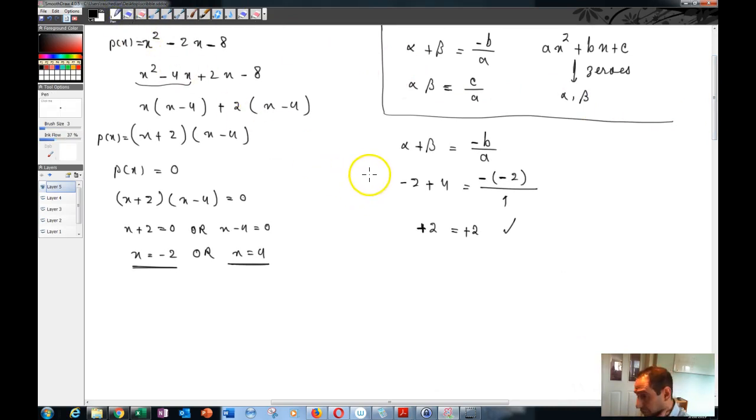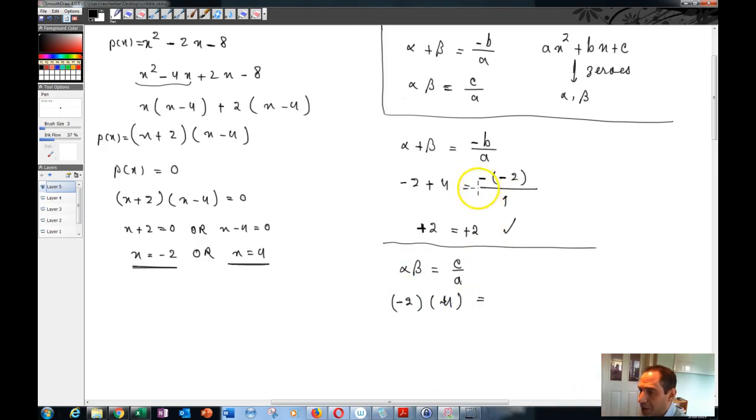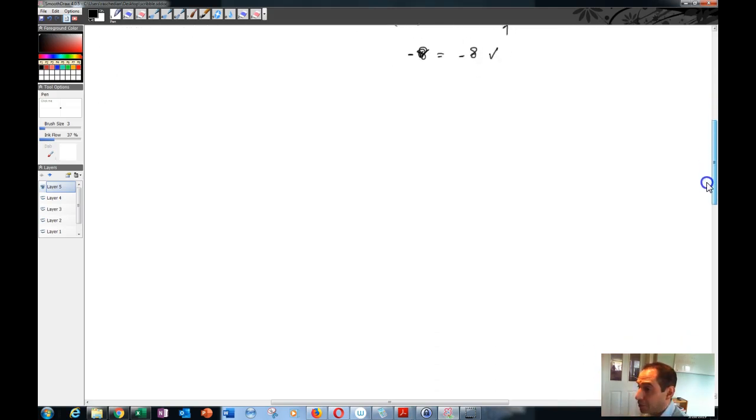Okay, so that is that. And we said that alpha beta is equal to c by a. So alpha beta is negative 2 times 4, and negative 2 times 4 is equal to c by a. Now c is equal to negative 8 divided by 1, and negative 8 is equal to negative 8, which is also true. So again, alpha plus beta is negative b by a, and alpha beta is c by a. So that is all about this polynomial.